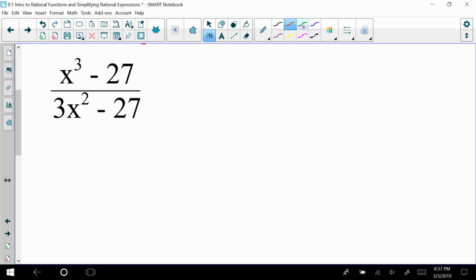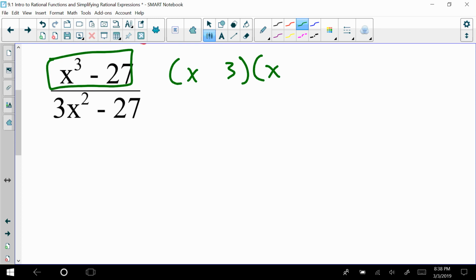All right, now that you've had a chance to try it, I'm going to factor the top. This is a difference of perfect cubes. We've done this. The cube root of x cubed is x. The cube root of 27 is 3. It's this binomial, and then I use it to do the rest.